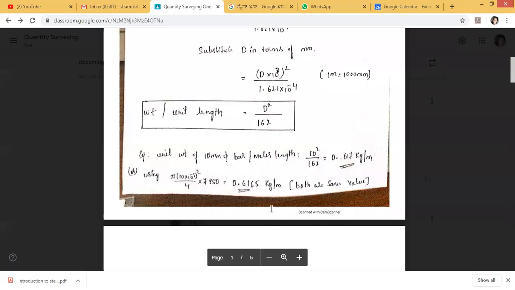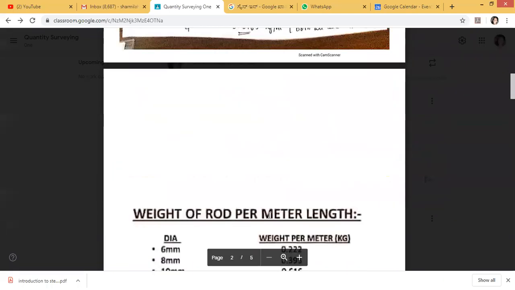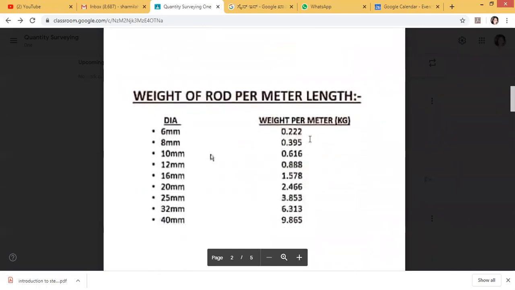But if you want to simplify this procedure, you can directly go for this formula, d square by 162. And then we have different area of the steel for different dia of the bar. For 6 mm dia it is 0.222, always in terms of kg per meter only. For 8 mm it is 0.395, for 10 mm it is 0.616. Like this it will go on.